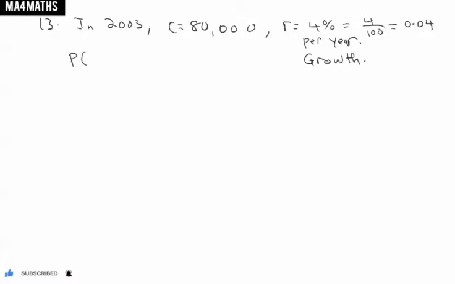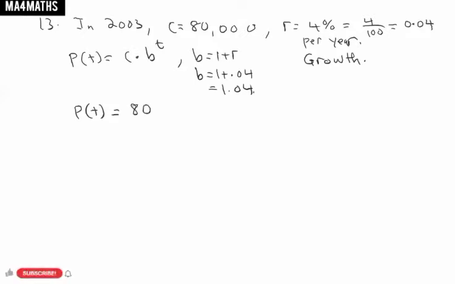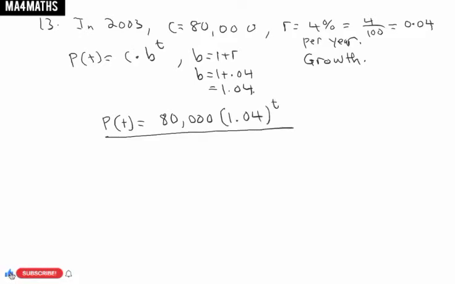So the model is P of t equals C times B raised to the t, where B is 1 plus R. Why 1 plus R? Because B is a growth. So P of t is the initial amount, 80,000, times 1.04 to the t. I'm going to write a little bit below there. That's the model. And before I proceed, that's what I need. Are we good so far?